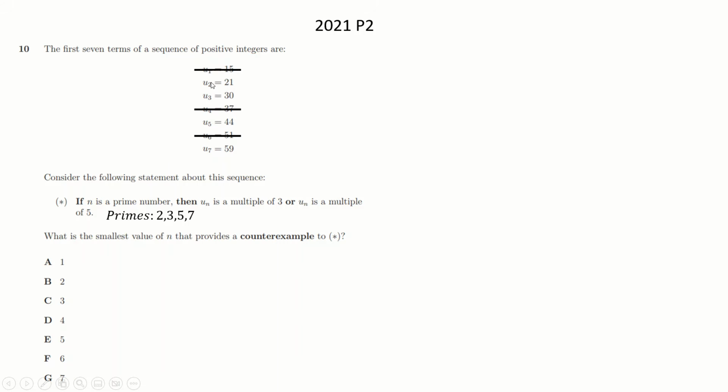But anyway, u2 is a multiple of 3, right? It's 3 times 7. So that's not a counterexample. u3 is 3 times 10. It's also 5 times 6, but we're allowed to be both, according to TMUA's weird rules. So that's not a counterexample. 44 is neither a multiple of 3 or 5, but n is a prime number, and so therefore that's the first counterexample, and so n is 5 is the first one here.